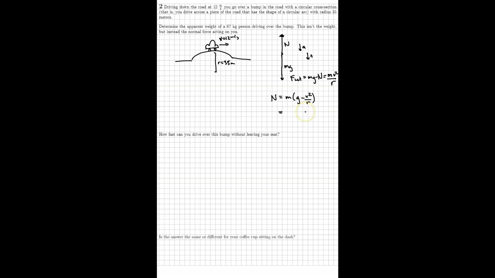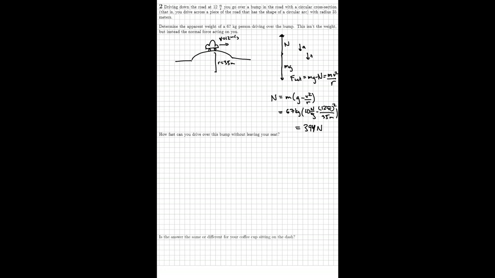So if we plug in those numbers, we get 394 newtons. That's a little less than 60% of your normal weight. So you're going to feel quite a bit lighter as you go over this curve at 25 miles an hour.